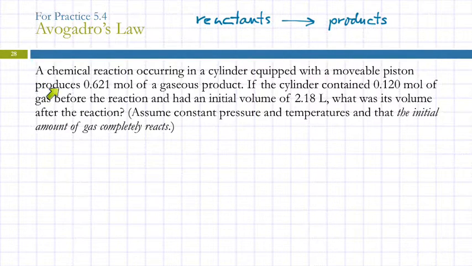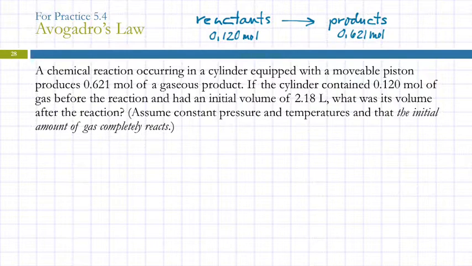Okay, it says it produces 0.621 moles of gas product. So that tells me at the end I have 0.621 moles of gas. And it says the cylinder contained 0.120 moles of gas before the reaction. So before was 0.120 moles. After is 0.621 moles. Everybody okay with that?